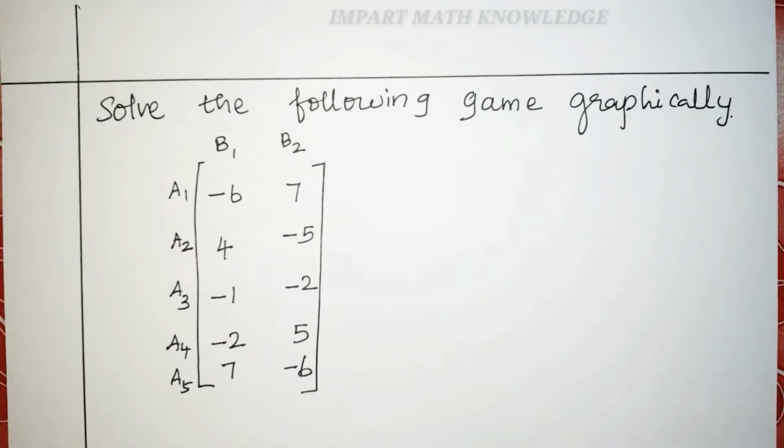Let us move on to the problem. The given game is a 2 by 5 game. We have to convert this 2 by 5 game into a 2 by 2 game using the graphical method and then solve it in the usual manner.